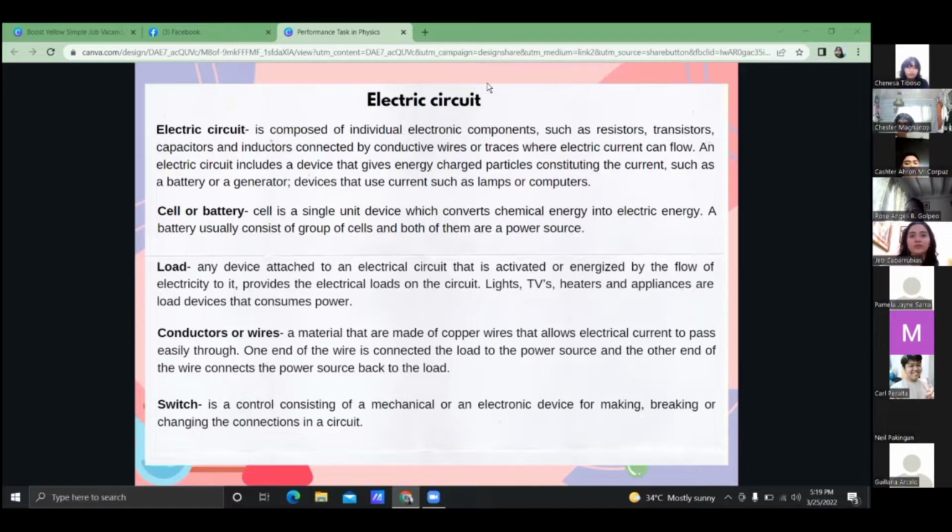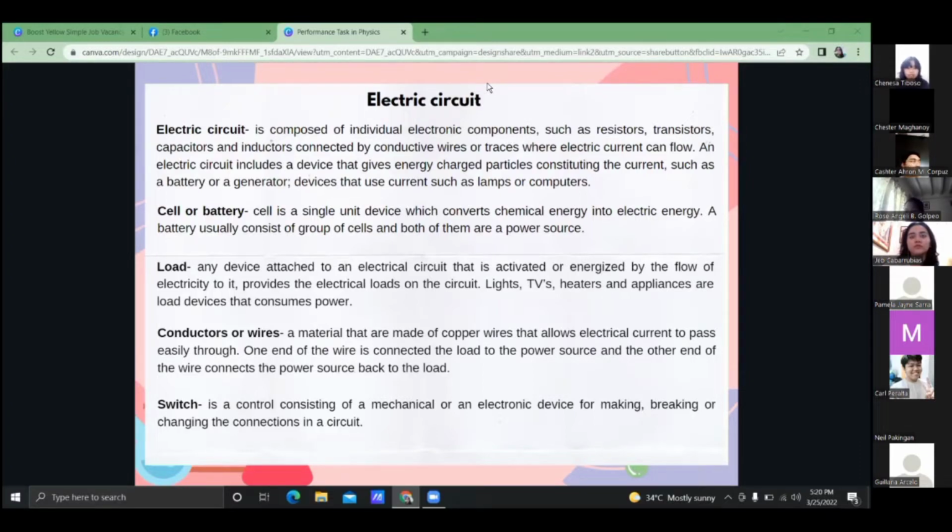Then the conductors or wires, made of a material such as copper that allows electrical current to pass easily through. One end of the wire connects the load to the power source and the other end of the wire connects the power source back to the load. So the conductors are the link between a device and an electronic energy source. Kagaya po ng mga charger natin which have wires. Dito po dumadaloy yung electric charge mula dun sa source papunta sa device na paggagamitan natin.